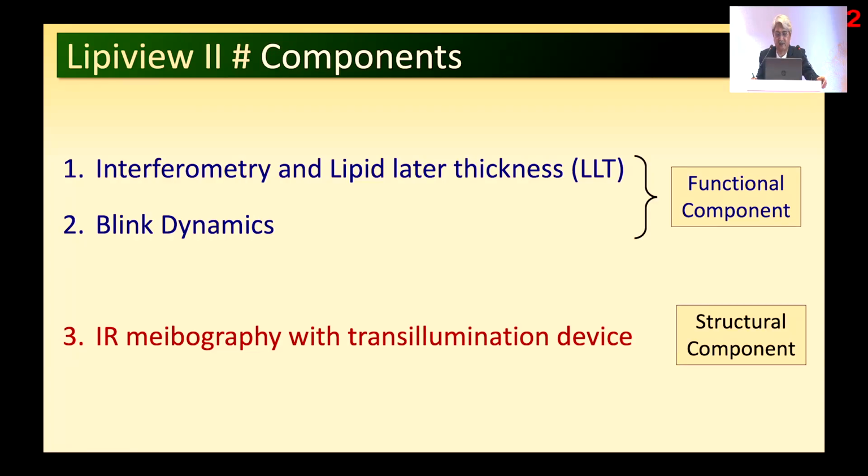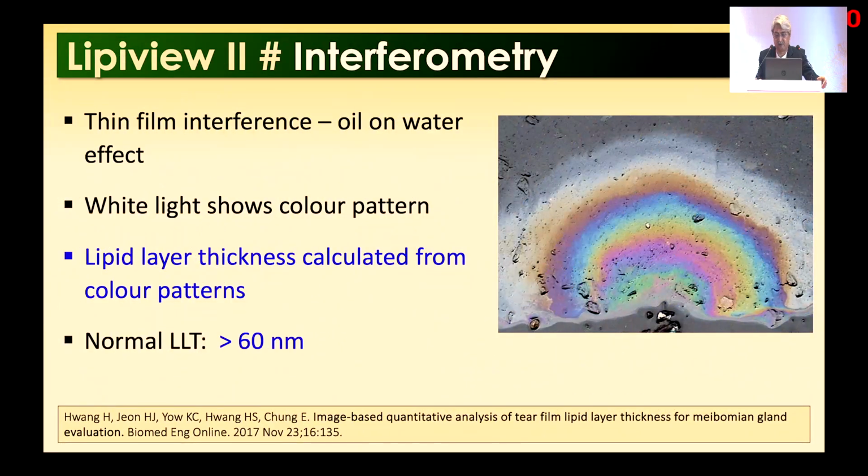As I said, it measures interferometry and lipid layer thickness. It can measure blink dynamics, and infrared meibography with a transillumination device is the structural component. If you see, this is like an oil-in-water kind of thing, so we can always look for this. Normal lipid layer thickness is more than 60 nanometers.